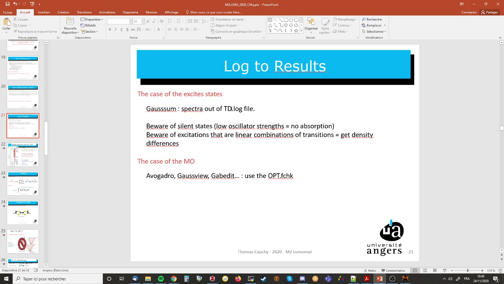So td.log with GaussSum to have the spectra. Avogadro and GaussSum and GabEdit with the opt.fchk for the molecular orbital. However, if you don't have the report to generate the energy, the density difference is quite complex and quite tricky.